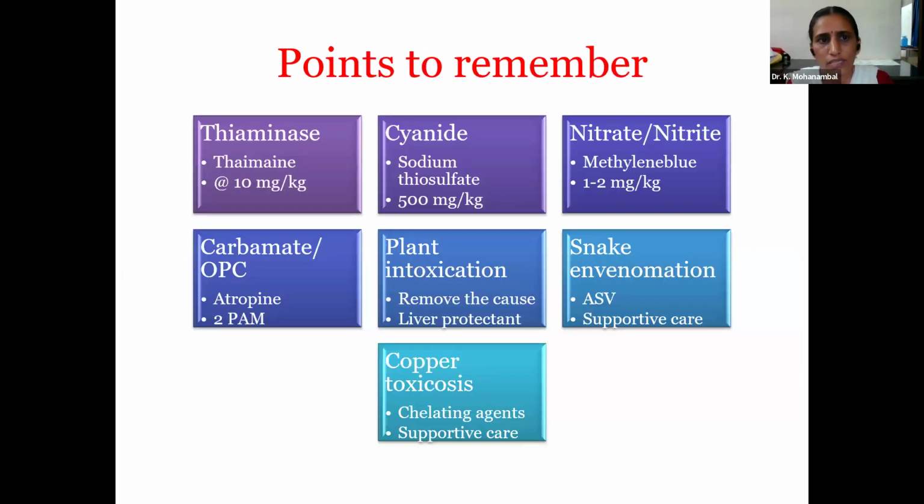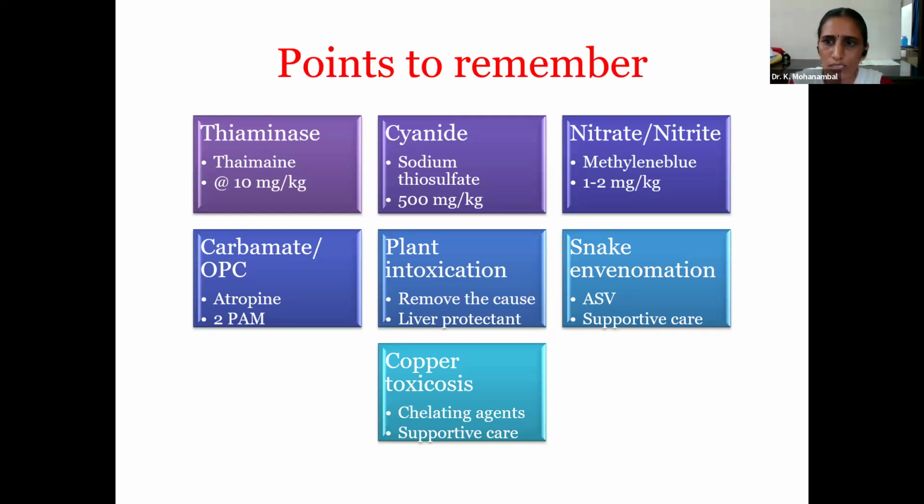So we are coming to the conclusion of this topic. From this lecture on diagnosis and management of common intoxications in small ruminants, these are the points you have to remember. If you suspect thiaminase toxicosis, give thiamine at 10 mg per kg. If you suspect cyanide poisoning, give sodium thiosulfate at 500 mg per kg. If you suspect nitrate and nitrite poisoning, there are tests to confirm; give methylene blue at 1 to 2 mg per kg. You can go up to 10 mg per kg also.